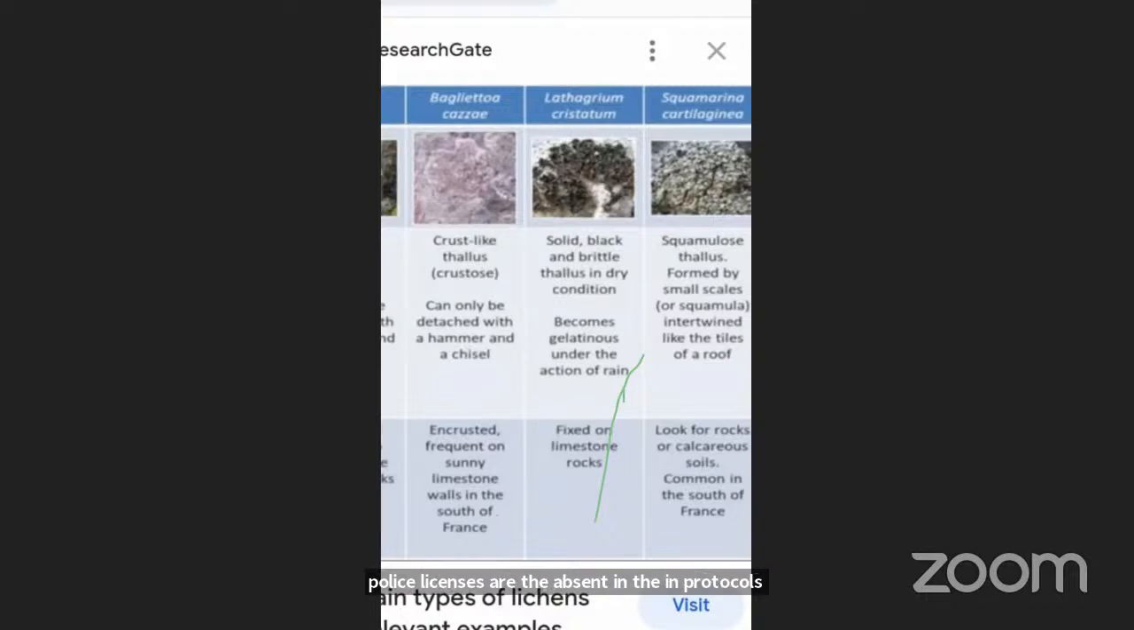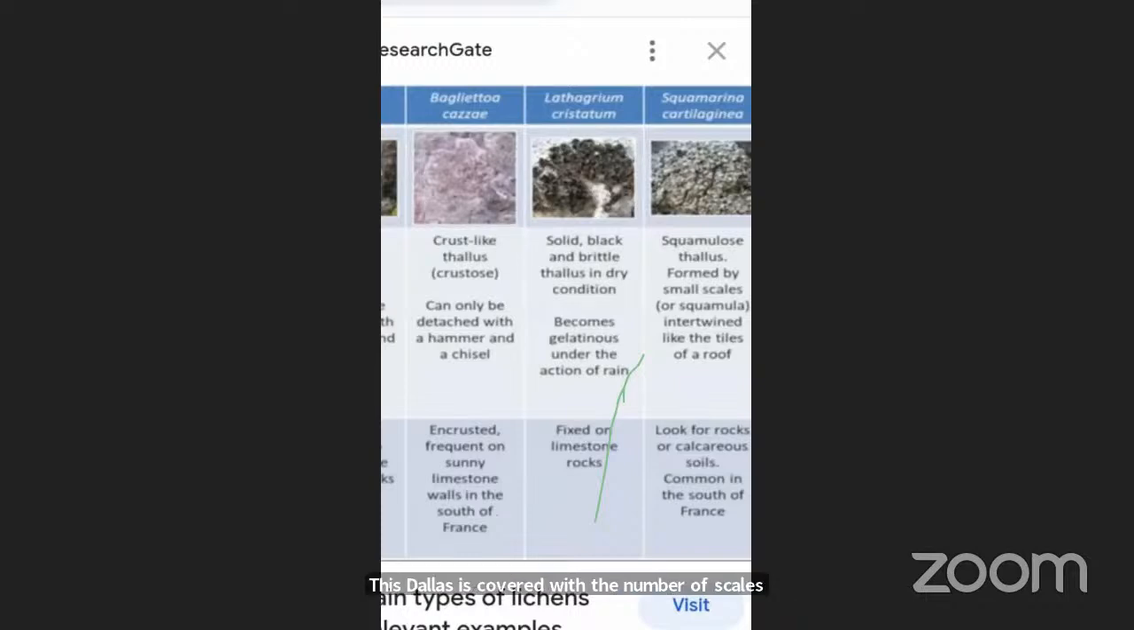Mainly, fruticose lichens have a number of branches. In the thallus organization you can see very small branches, extremely branched, appearing like a small bush, so they are called fruticose lichens. Examples: Usnea, Cladonia, Ramalina. Another one is the squamose lichen. This thallus is covered with a number of scales.